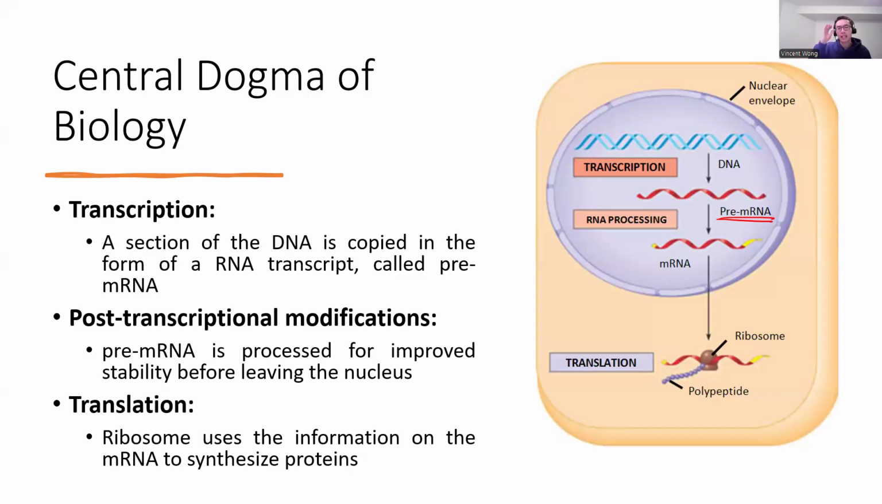Okay. And then what happens is you will take the pre-messenger RNA, you will process it a little bit further in what's called post-transcriptional modification. It basically helps improve the stability of the messenger RNA, and then it will leave the nucleus through the nuclear pores, and then you will be able to do translation in the cytoplasm. So we're just going to take a closer look at each of these steps today, and hopefully it will make more sense to you afterwards.